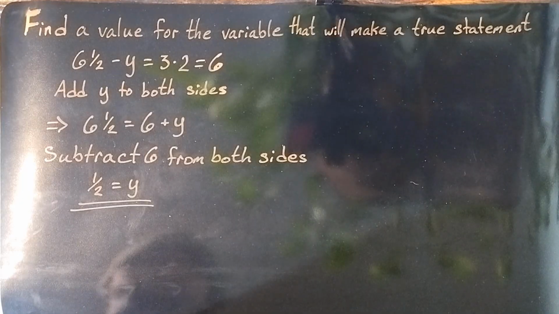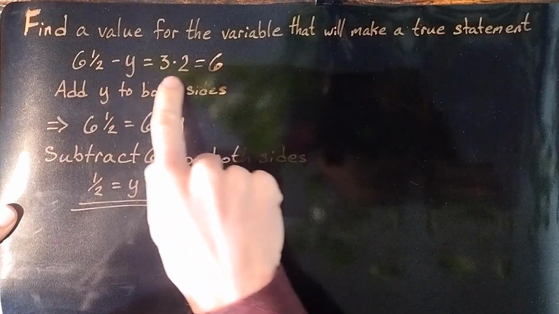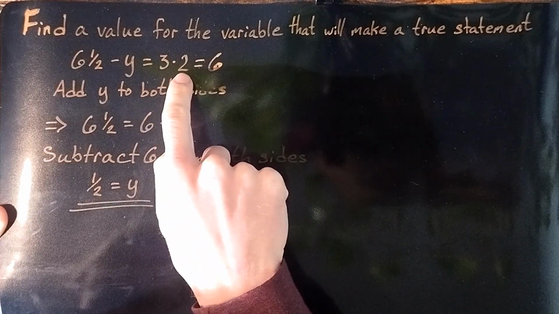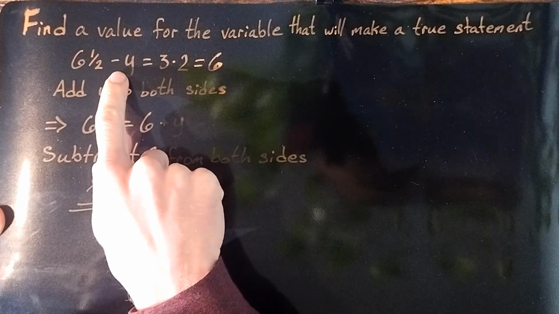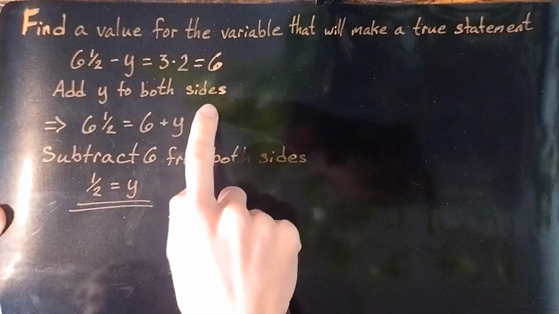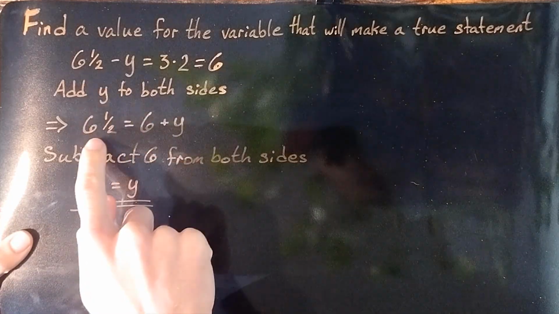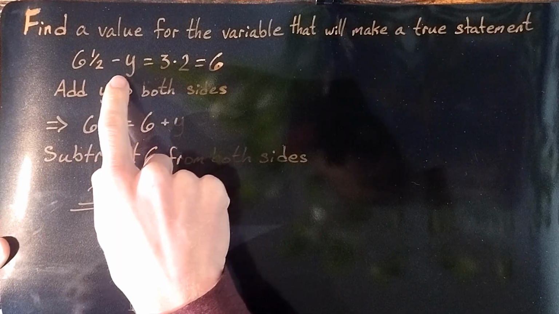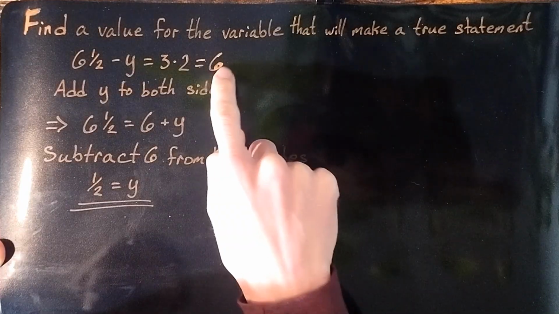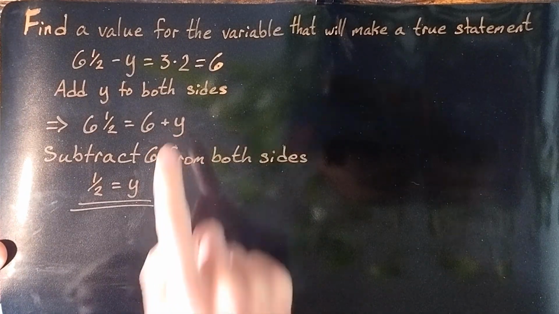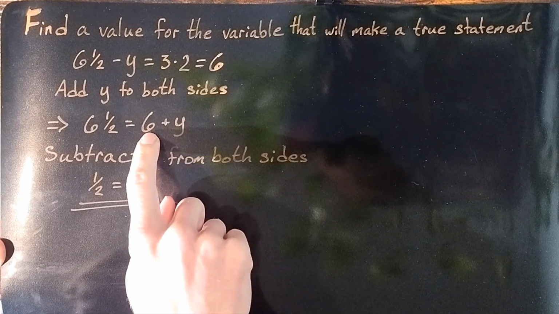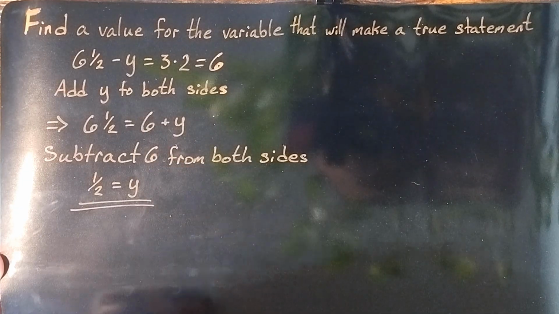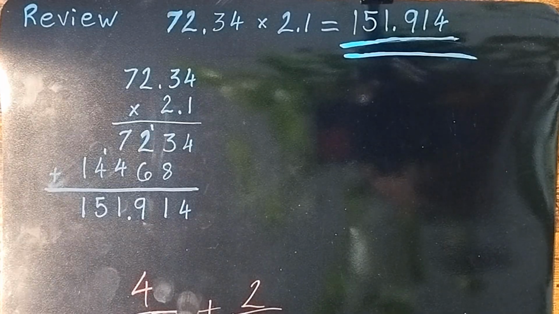What does y equal to make this equation true? I went ahead and simplified the right side and wrote 6. Y is being subtracted from the left side, so I added y to both sides to get 6.5. The y cancels out on the left side, equals 6 plus y. To isolate y on the right side, I would have to subtract 6 from both sides. That's my answer.